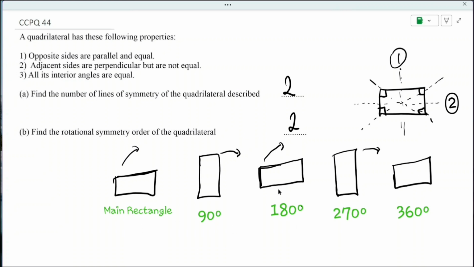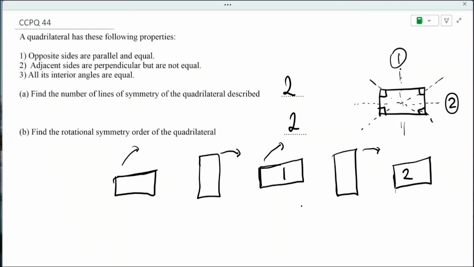So a rectangle has the rotational symmetry order of 2. We have 1 and 2. If you rotate it 360, you will get this same shape only twice. That's why it's 2. As said earlier, for regular shapes, the number of lines of symmetry is always the same as its rotational symmetry order.